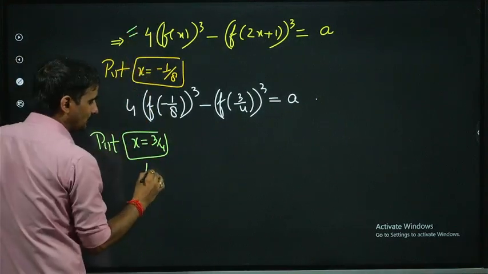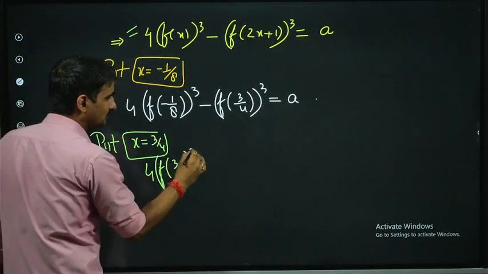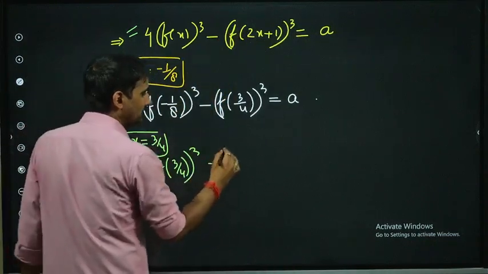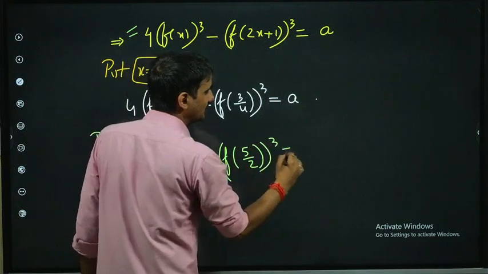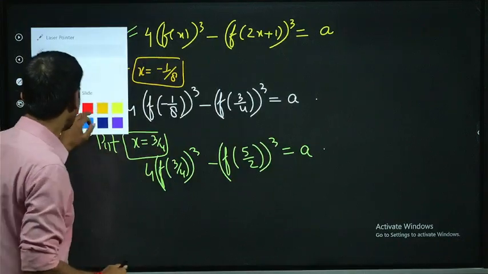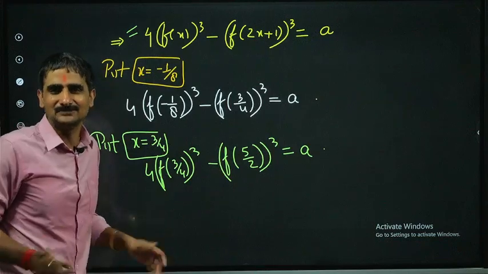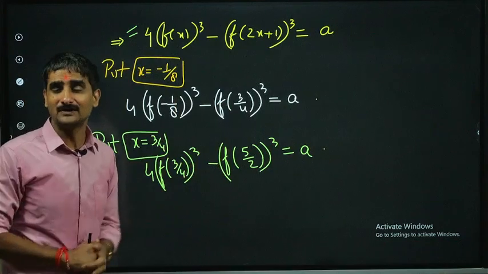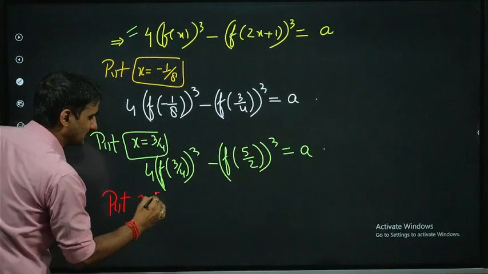relation. So we get 4 times f of (3/4) whole cube minus, when you put it here, it's 3 by 2 plus 1, f of (5/2) whole cube, and that's again a. Now again, the problem is we got some other number like f of 5 by 2. Okay, so we got 3 by 4, that's okay, we can cancel it out, but then we got f of 5 by 2. So again, at last I tried to put x as 5 by 2.